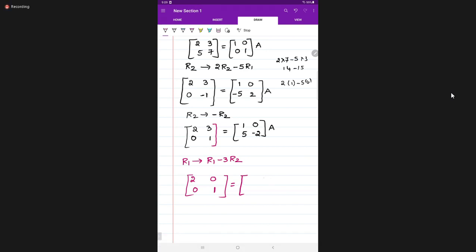R1 minus 3 R2 means 1 minus 3 into minus 5. 3. How much will that value be? Minus 14. 1 minus 15. Minus 14. Next value: 0 minus 3 minus 2. Negative, it will be 6. 5 minus 2, right, as it is.